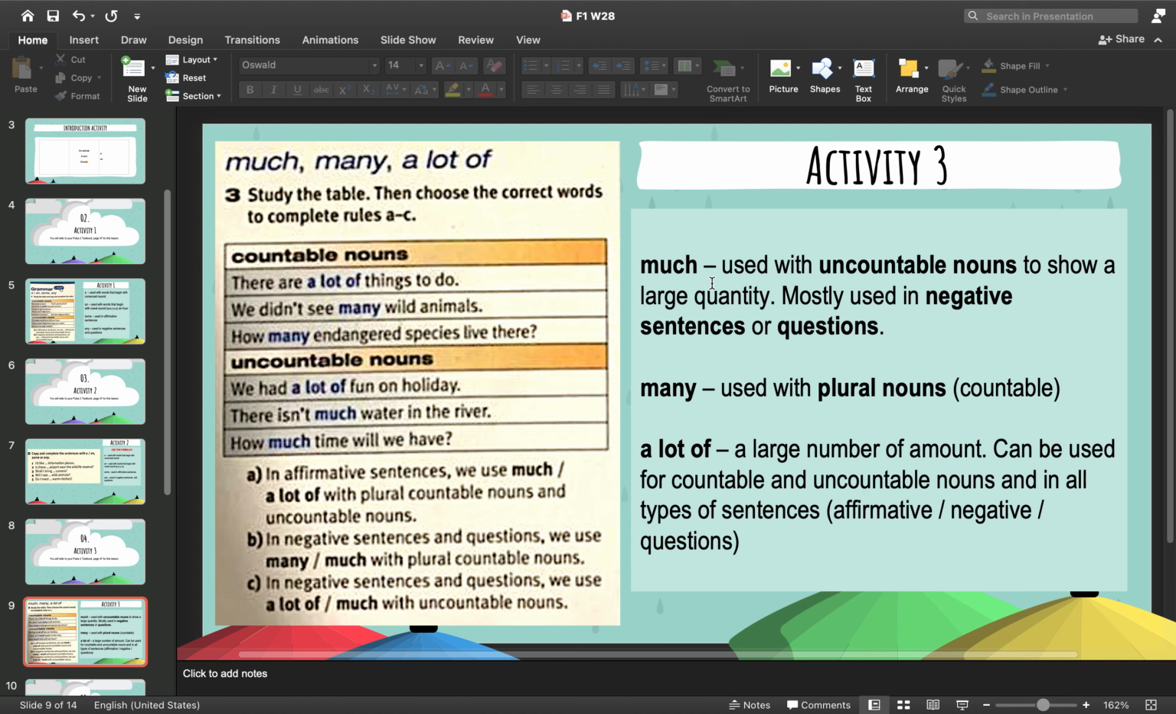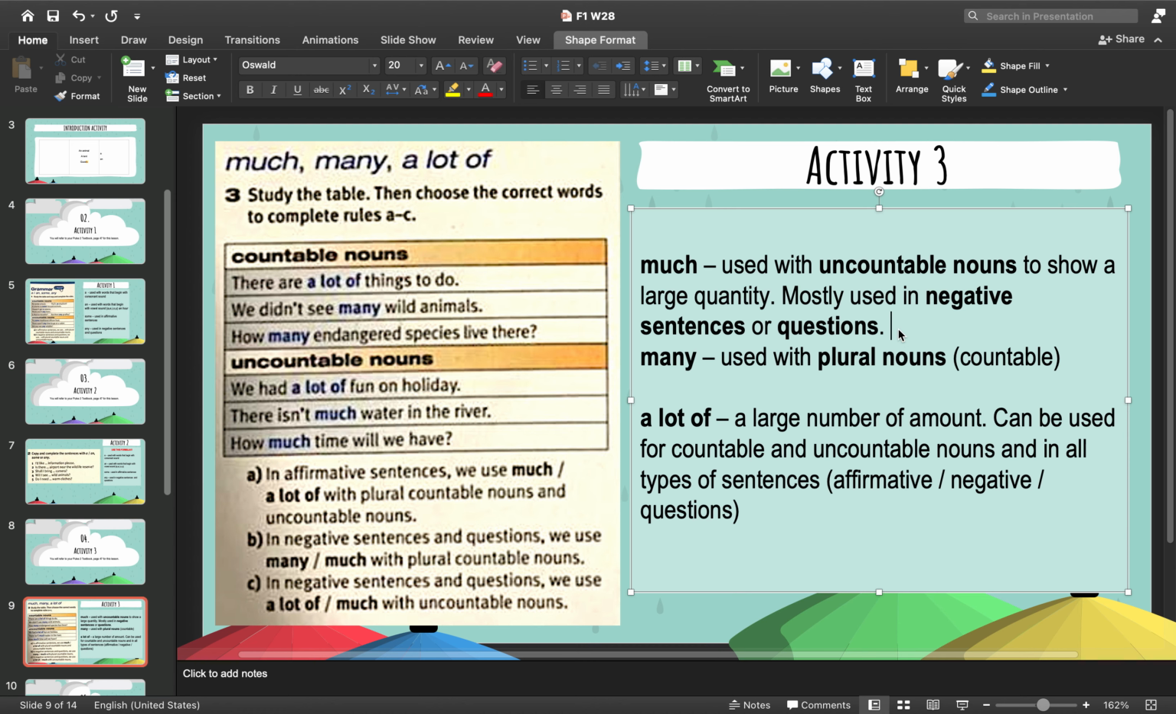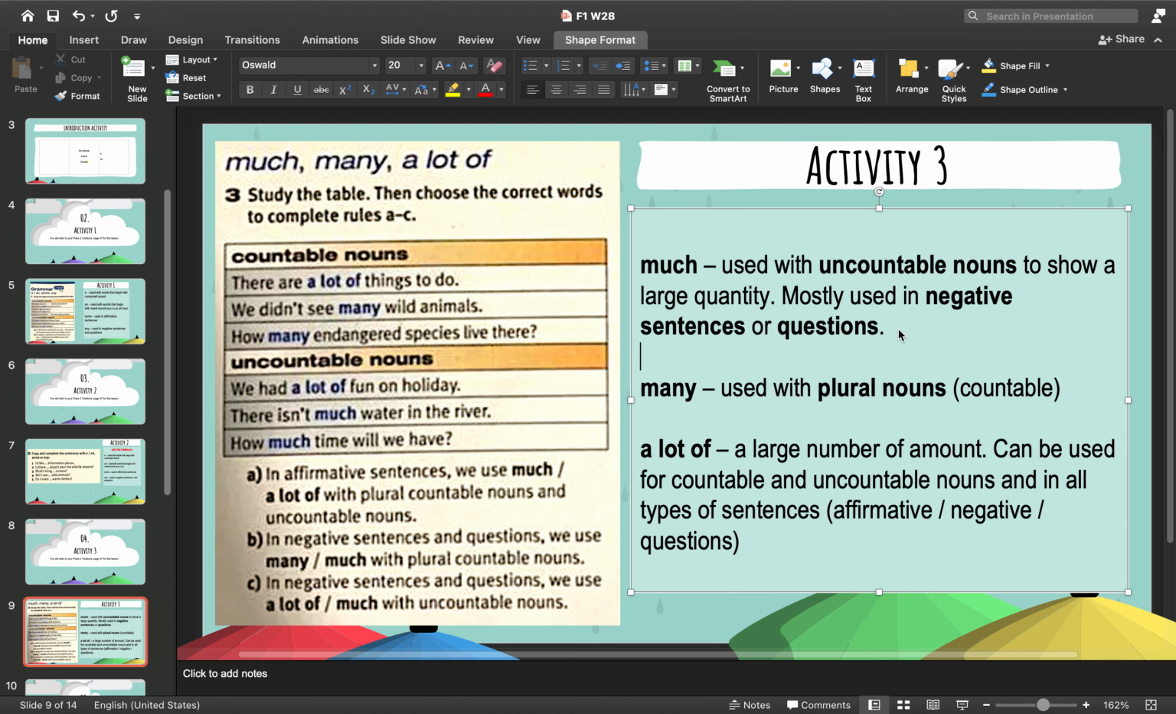Dia cakap much ni kita pakai dengan noun yang tak boleh kira. Lepas tu dalam ayat, kebanyakannya much ni pakai dalam ayat negatif dan juga soalan. So contoh dia, there isn't much water in the river. Isn't ni ialah contraction perkataan is dengan not. Okay, so isn't sama dengan is plus not. Okay, so dia ada perkataan not, so it's a negative sentence. Jadi dia ialah ayat negatif sebab ada perkataan not. So kita boleh pakai much.